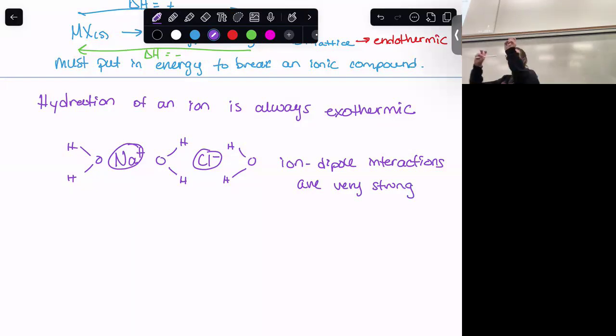Right, we've now created a like mini bond, I guess we'll call it, right? Because we have a positive and a negative force being attracted to each other. So now it's no longer just a positive ion, it's a positive ion calmed down by the negative charges of the water. It's that negative ion calmed down by the positive charges in the water. Right, so those interactions there are very, very strong. That releases energy once they surround the ion.